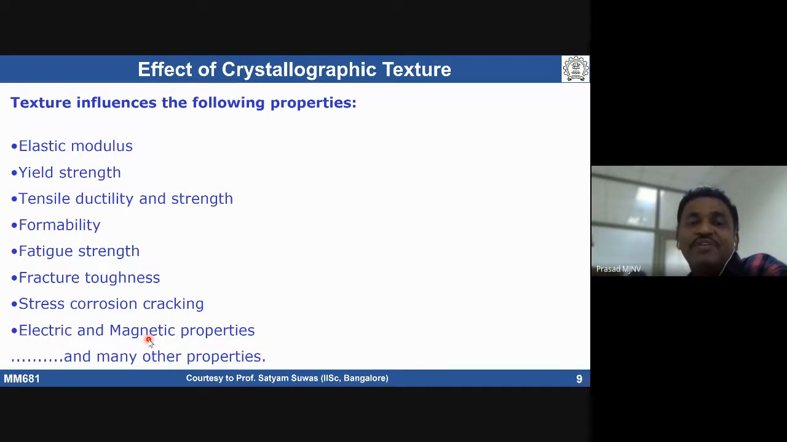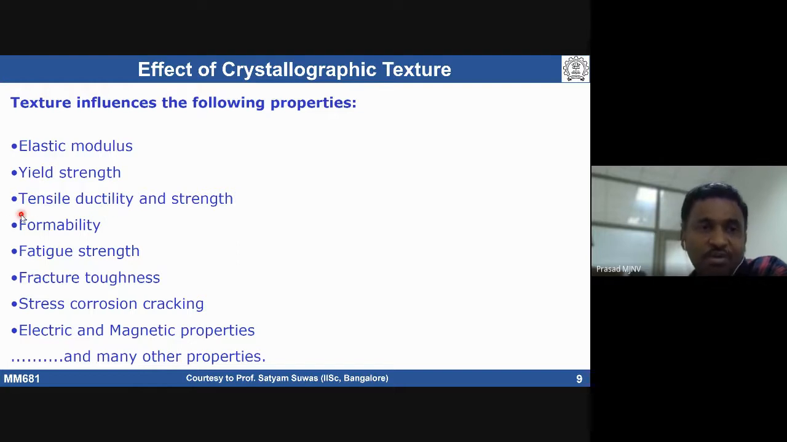Whatever electrical loss you are talking about, eddy current and all the other losses, will be minimum if the sheet has a particular orientation. The preferred orientation is the Goss orientation. Those sheets will always have a particular texture in order to have minimum loss of current or magnetic power in the core. So here one example I'm talking about is electrical and magnetic properties. I won't spend much time on it.